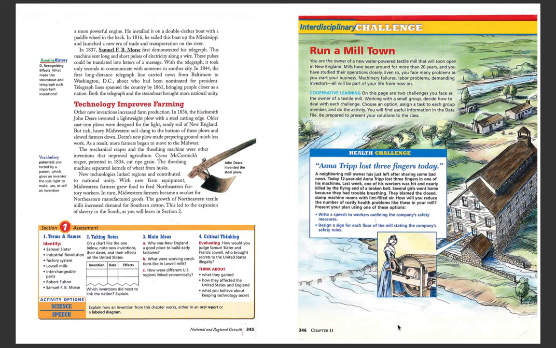In 1844, the first long-distance telegraph wire carried news from Baltimore to Washington, D.C., about who had been nominated for president. The telegraph line spanned the country by 1861, bringing people closer, but the nation's telegraph and steamboats also brought more national unity. Technology and improved farming.